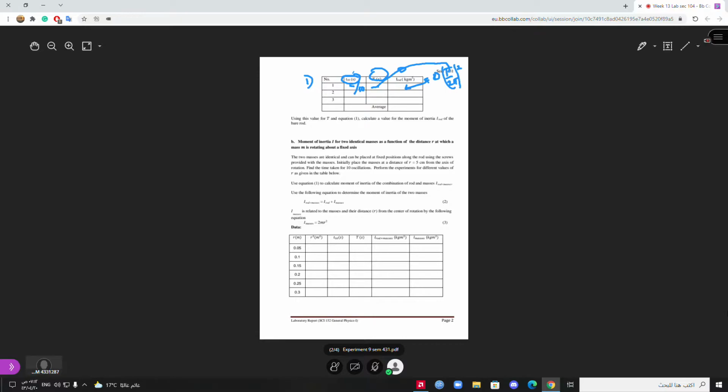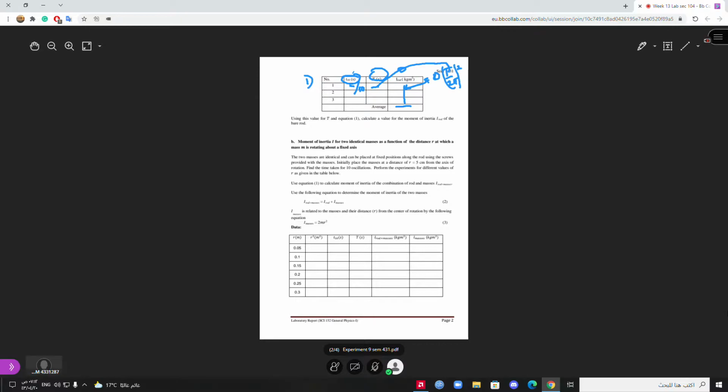Repeat this experiment for 3 trials. Trial 1, trial 2, trial 3. Just taking only the rod, you find the time period, and then you take the average. Now you have 3 values of moment of inertia. Take the average of all the 3 values. This is part number 1. Come to part number 2.